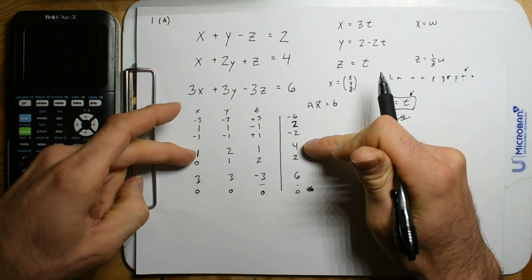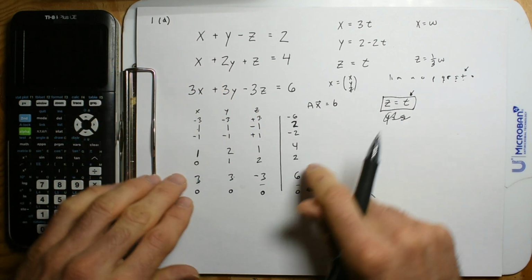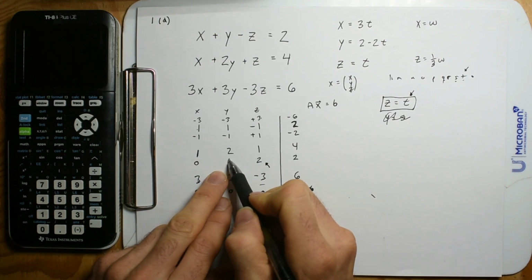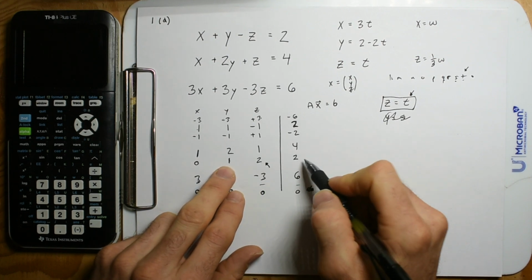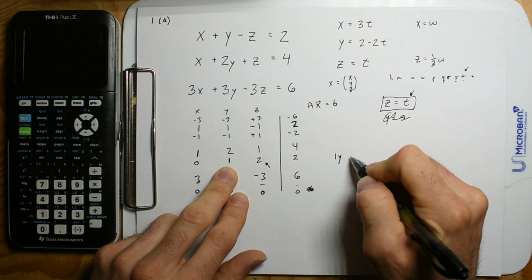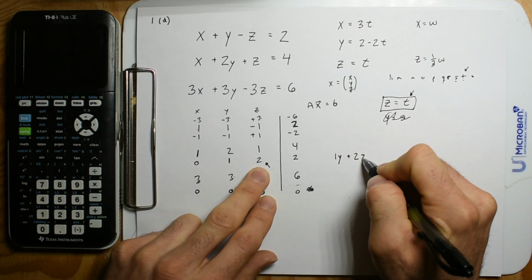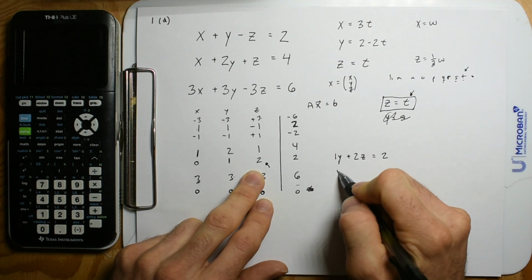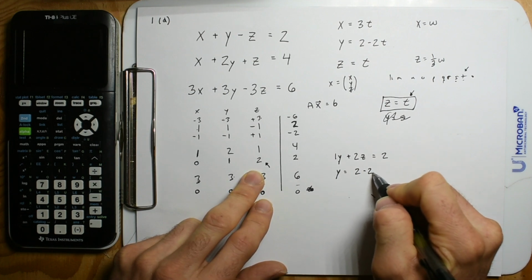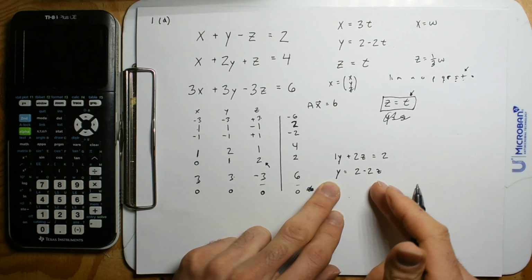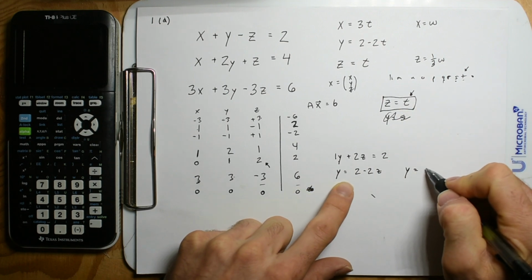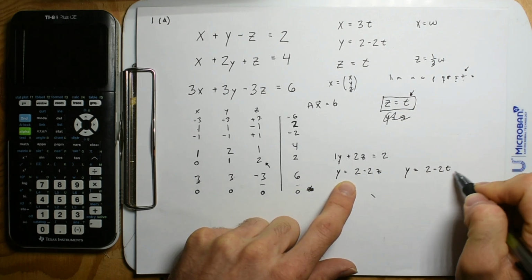So let me double check. And then we have this. We already know what z is, and this says 1y. So if we write this equation out, it says 1y plus 2z is equal to 2. So let's solve for y. So y is going to be 2 minus 2z, and we're basically done. And z is t. So there you go. y is equal to 2 minus 2t.